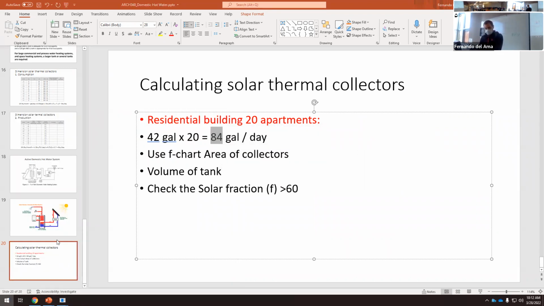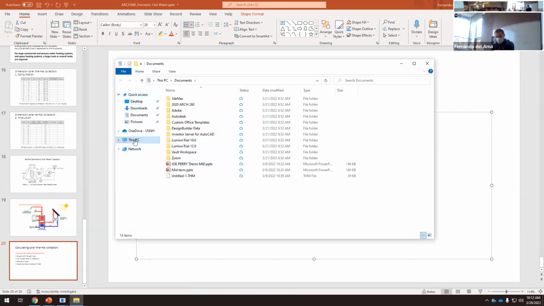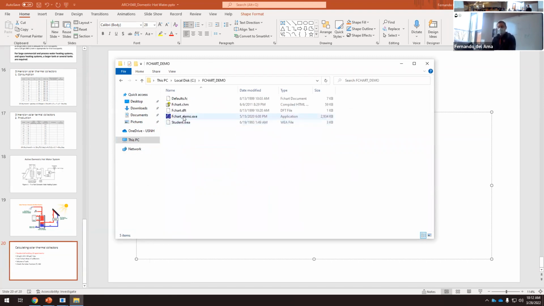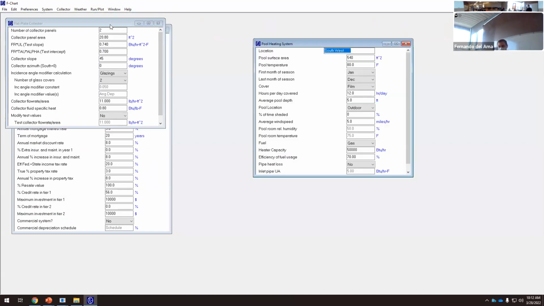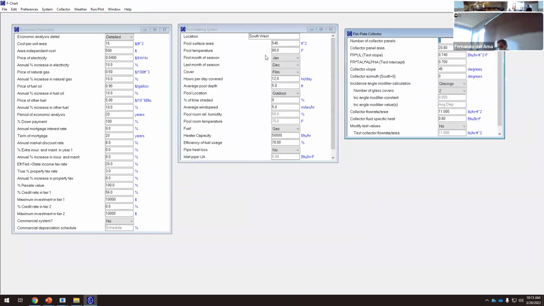If it doesn't work, I have to go to my PC, local disk D. Here we have ARCH, and open this one. Okay, so there are like 3 different windows. We have the pool heating system, the flat plate collector, and the economic parameters. We are not going to work with the economic parameters yet. So let's go step by step.